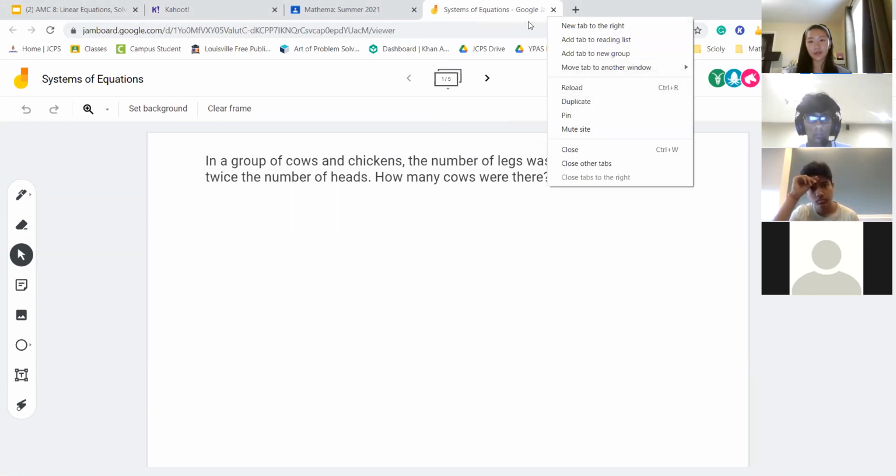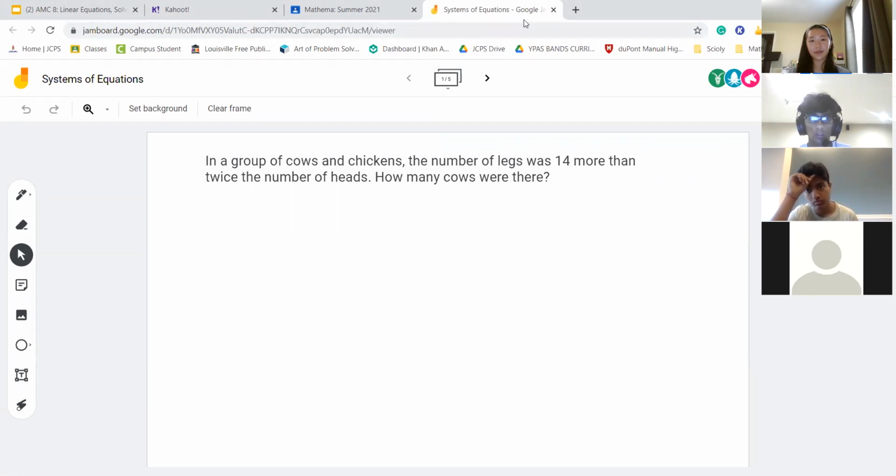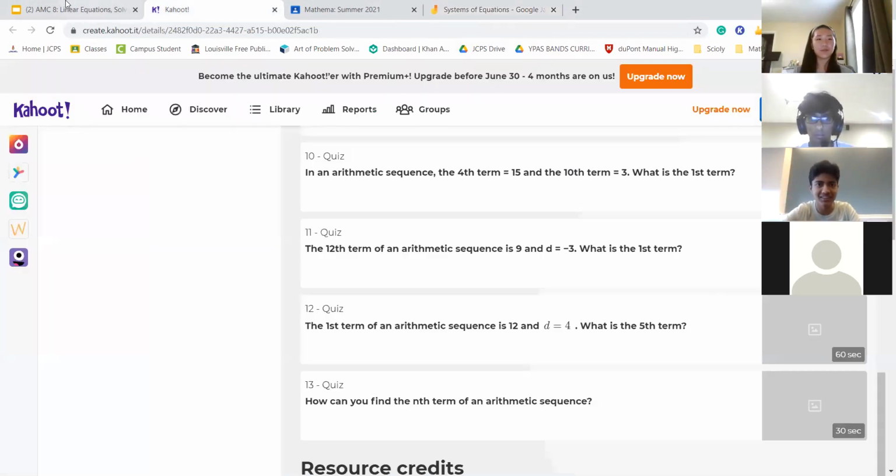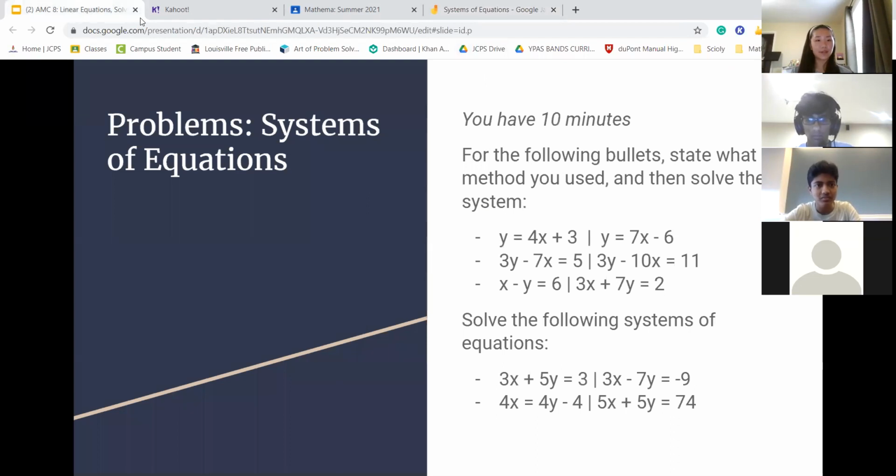How do I close this tab? Press the X. I know, but it's like covering the screen sharing part. Okay, it's fine. I'll just send it. Whatever. Can you just put the link again in the chat? Yeah, I'll do that.